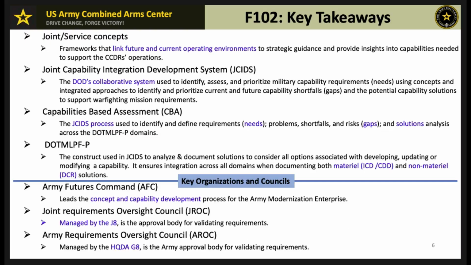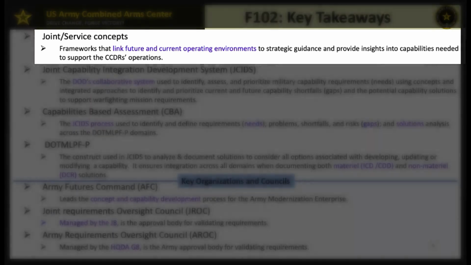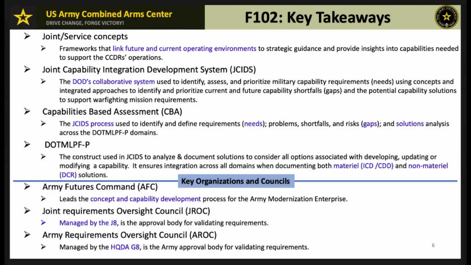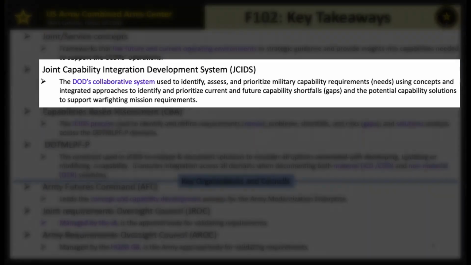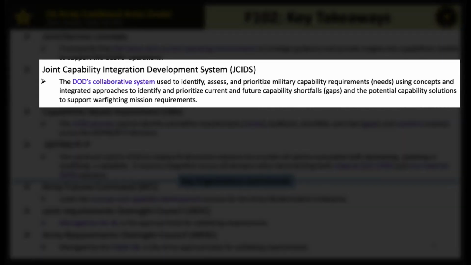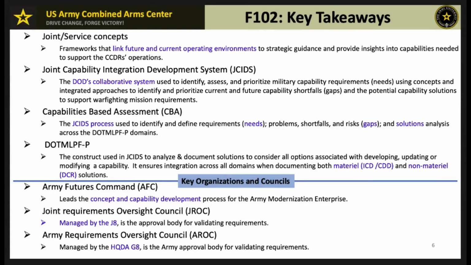This lesson highlights the importance of joint and service concepts for linking future and current operating environments. More specifically, we'll examine the Joint Capability Integration Development System, or JCIDS. JCIDS helps identify what the military needs and prioritizes what's missing.